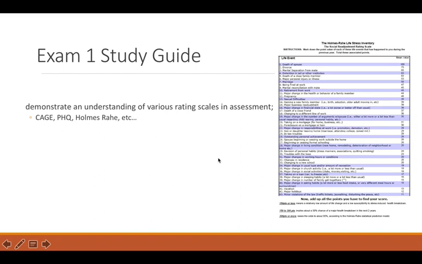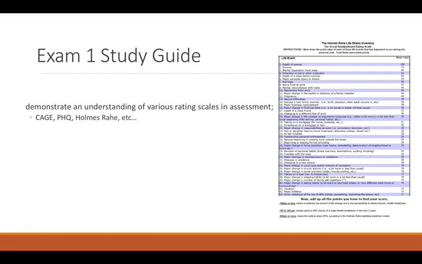Also, some scales. Be familiar with some of the more widely used scales, such as CAGE, the PHQ, and the Holmes. Now, this is a stress scale, this life stress inventory. It's very popular. I don't know how many folks use this. It's probably better as a screening tool because certainly somebody could have a lot of these things and not feel significantly stressed. But it's a good idea, just like the GAF, to have some idea of what the scores mean.